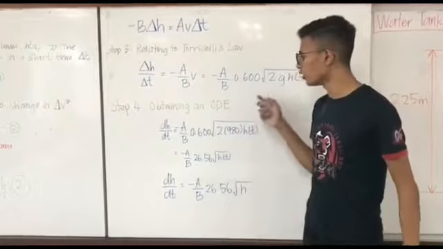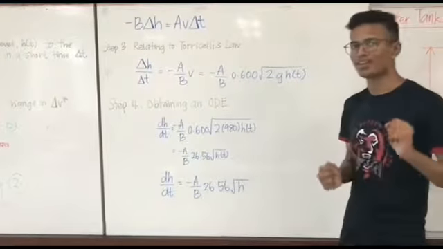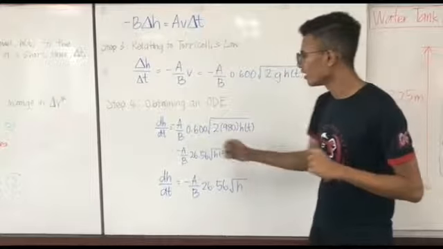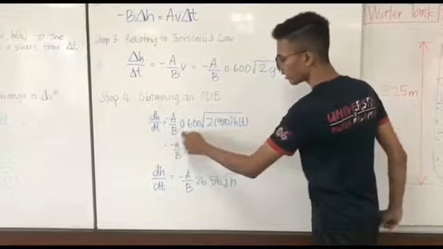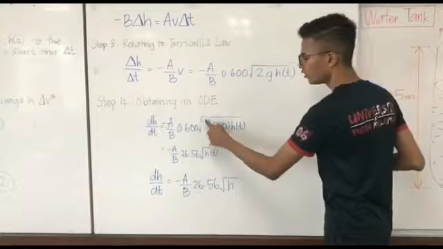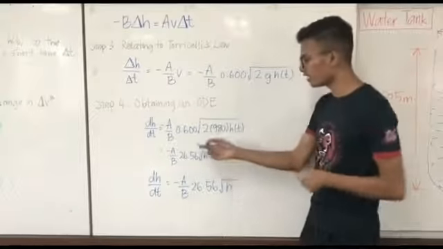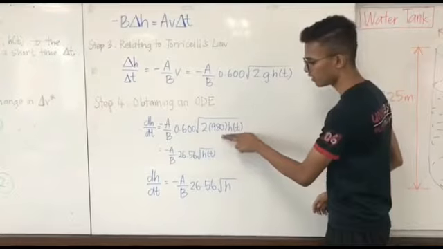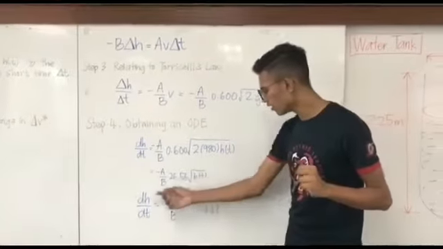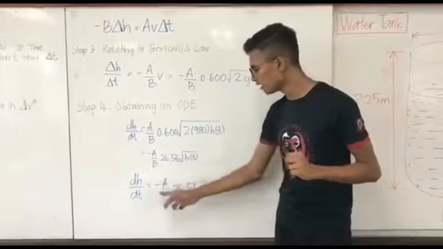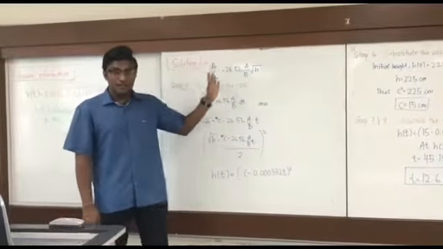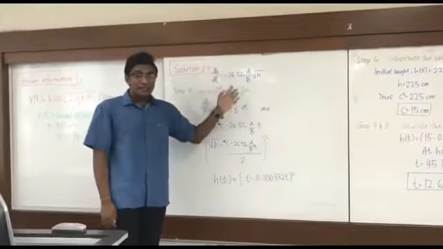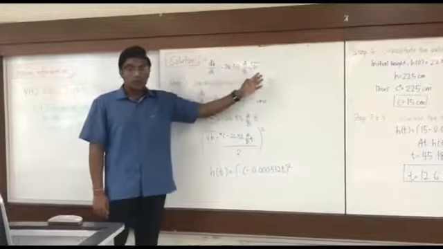Next step is that we obtain an ordinary differential equation, a first order differential equation, and this goes dh/dt equals negative A over B times 0.6 square root of 2 times g, which is 980 cm per second squared, times the height. We derive this until we get negative A over B times 26.56 square root h. So now we have found our first order differential equation, which is dh/dt equals negative 26.56 A over B square root of h.